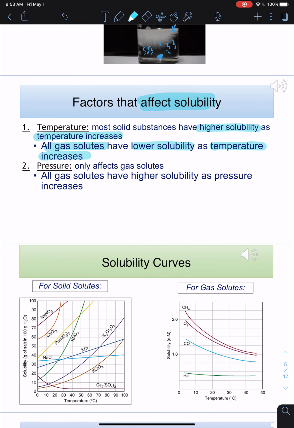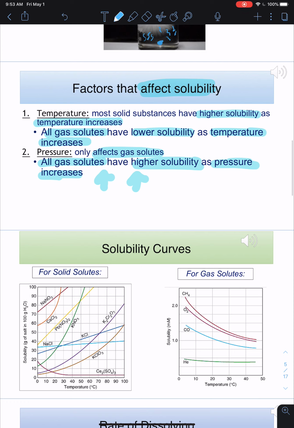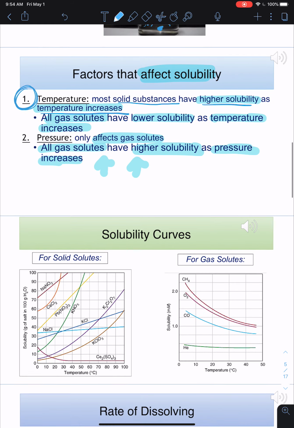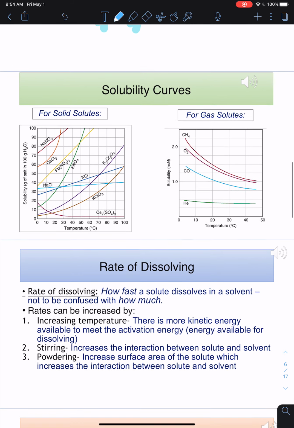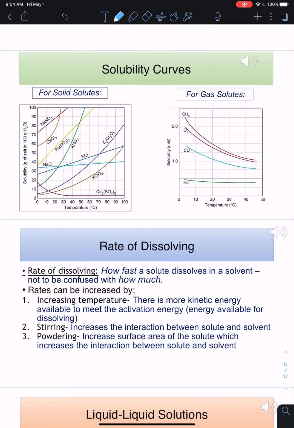Pressure can also affect solubility, but it only affects the gas ones, and this one's actually, as one goes up, the other one goes up. So all gas solutes have a higher solubility as the pressure increases. The main point is right here: most solid substances have higher solubility as the temperature increases. That's what matters to me. Okay, and we're going to prove that in a curve in our little graph here.